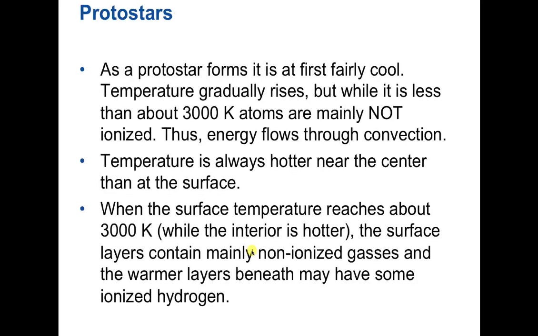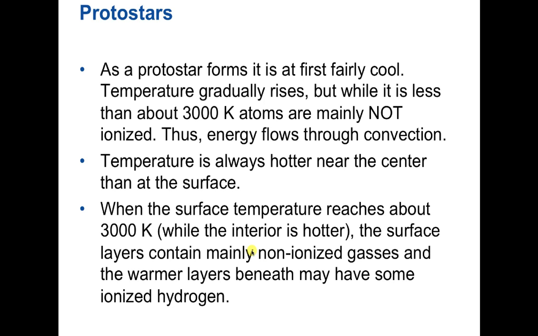So in protostars, as we talked about, as a protostar forms, at first it's fairly cool. The temperature will gradually rise, but while it's less than about 3,000 Kelvin, all those atoms are not ionized, and so the energy thus flows through convection. So when you have a gas of atoms and nothing's ionized, the energy is going to flow primarily through convection. The atoms are going to absorb energy and warm up, and that warmer gas is going to rise and eventually give off its energy near the top.